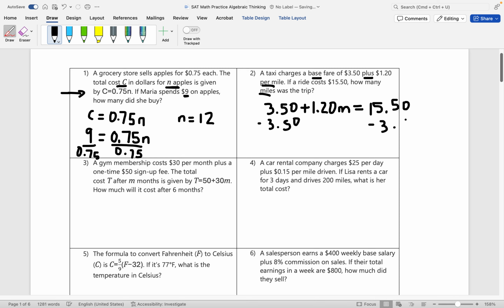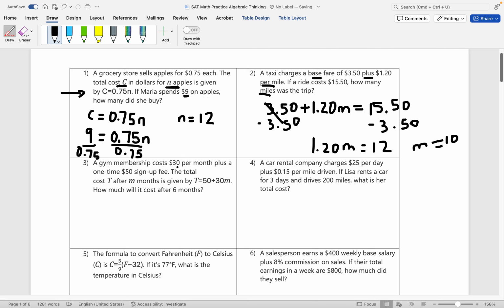Subtract 3.50. And now this cancels, and I have $1.20 times n is equal to 15.50 minus 3.50, which is equal to $12. I just want to make sure. And then get rid of the 1.20 by division. So n is equal to, when you divide 12 by 1.20, you get 10. Answer is 10. And remember, n stands for miles. So 10 miles. Okay, number 3.